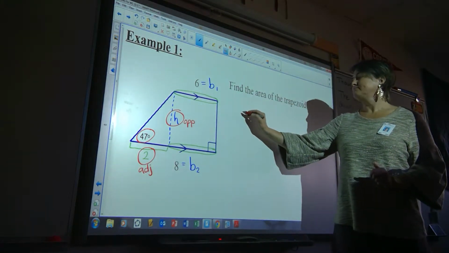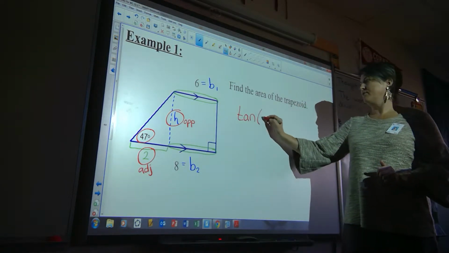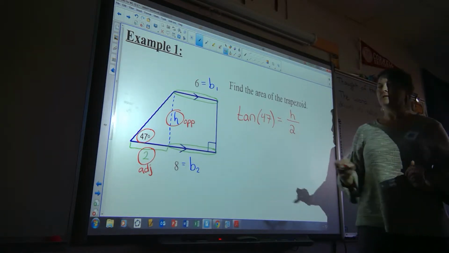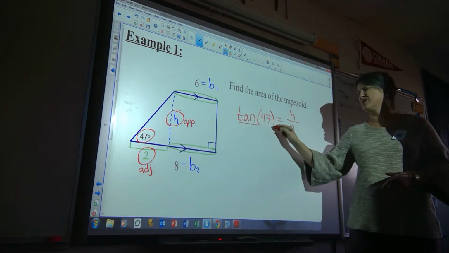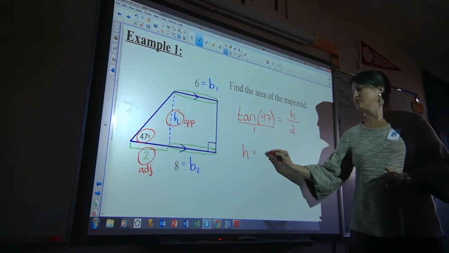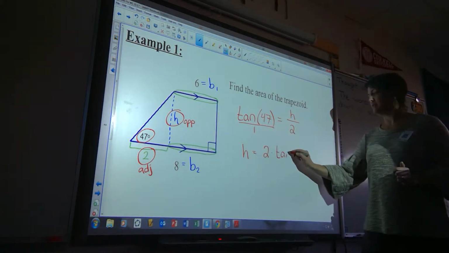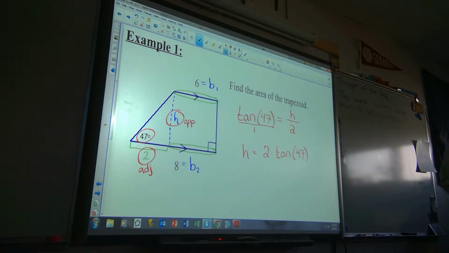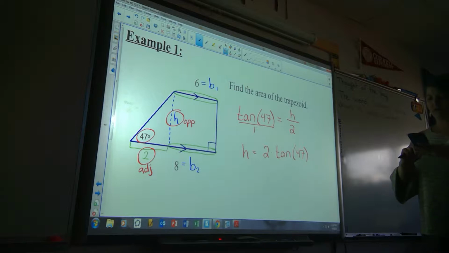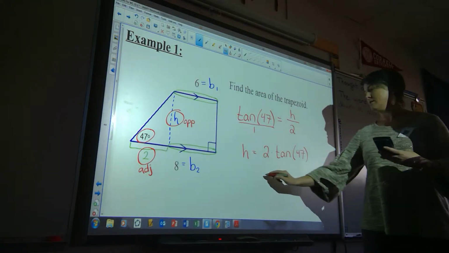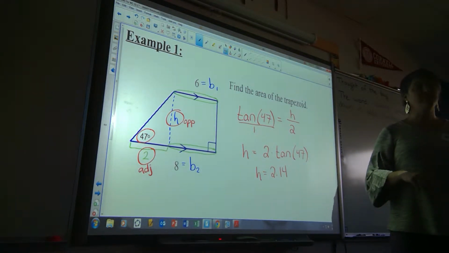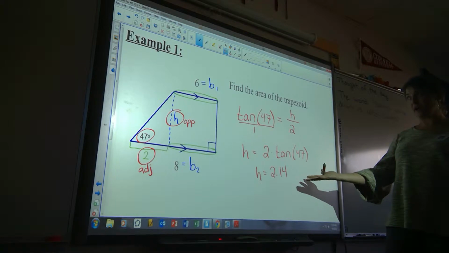All right, so tangent of 47 is equal to h over 2. You'll do your cross products, right? This is just over 1. So your height is equal to 2 times the tangent of 47. And let's see, 2 times tangent of 47, I get 2.14. So that's my height. I'm not quite done with the problem, but I did find out that height.